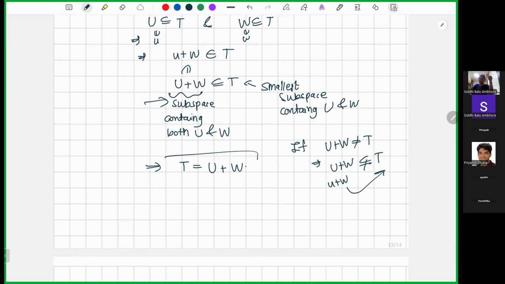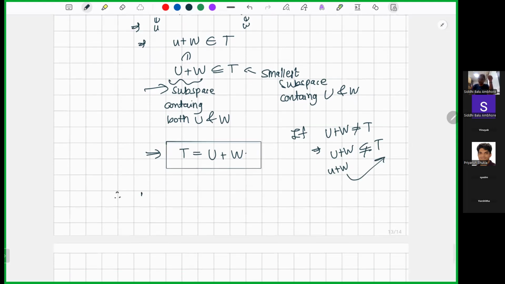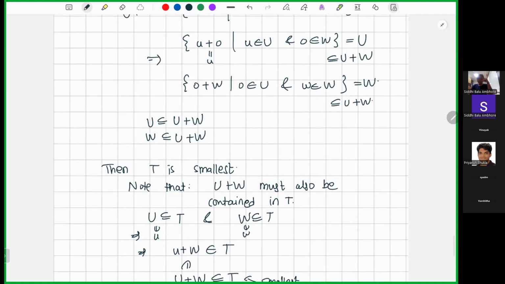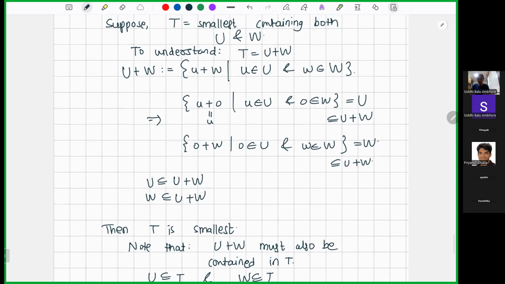Okay, so the only possibility for that is T must be equal to U plus W. Therefore, this U plus W is the smallest subspace containing both U and W. Is there any doubt in understanding how U plus W is a subspace? Proving this is a subspace is not a problem. U plus W is clearly a subspace.